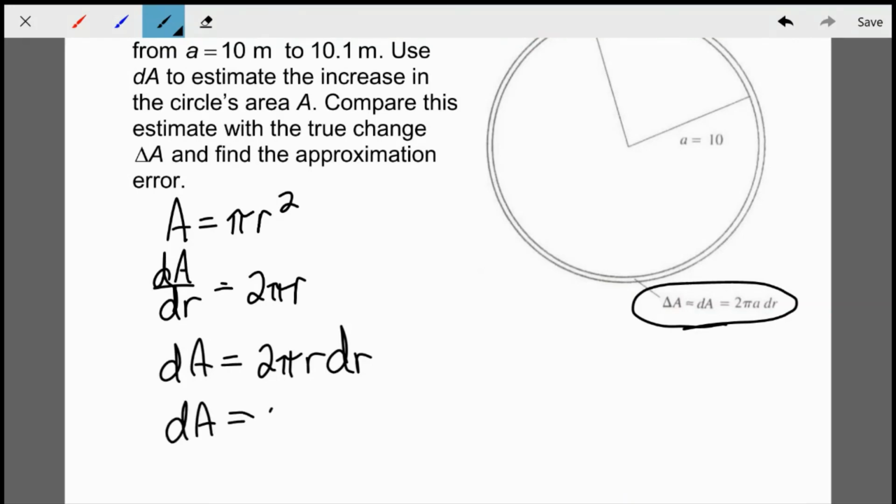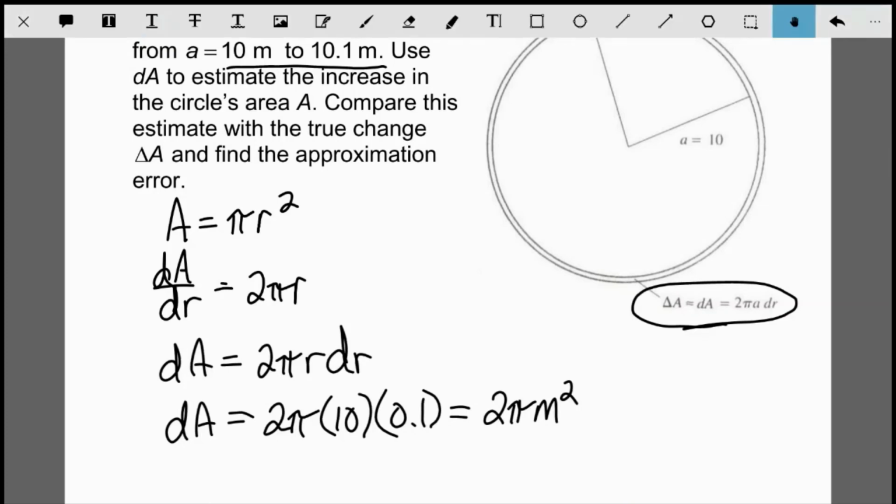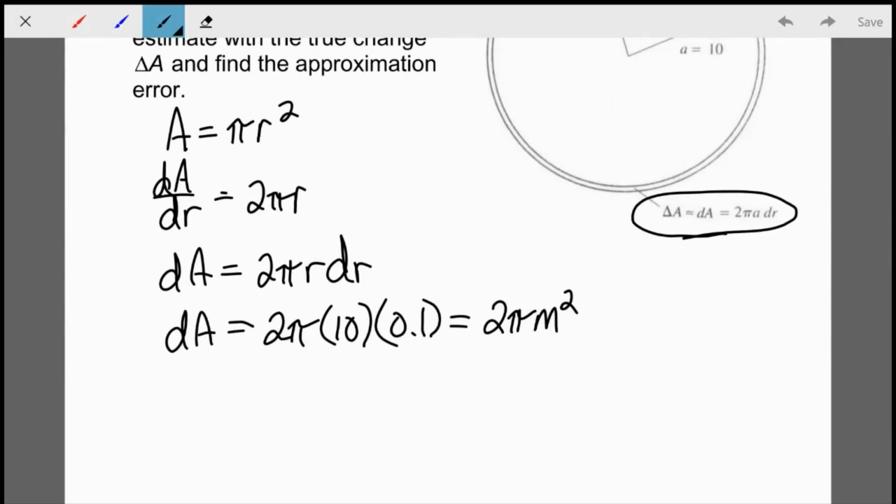I started with a radius of 10, so I'm going to put in 10 for the radius, and you can see up here, our radius changed by 0.1 meters. And what I get for a solution there is 2 pi meters squared. So essentially what that is saying is, if I change my radius by 0.1 meters, I'm expecting my circle's area to change by approximately 2 pi meters squared.